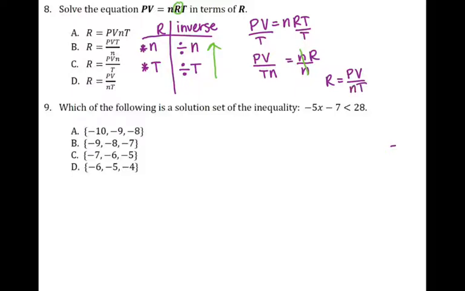And let's see which answer matches that. A most definitely doesn't because it's not even a fraction. I need nT on the bottom, PV on the top, so that is letter D.